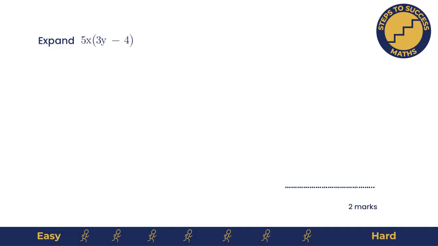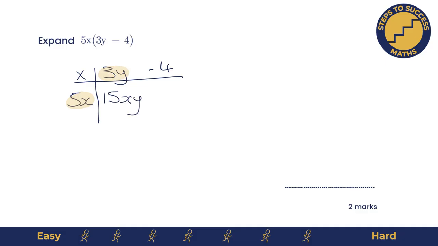Expand 5x(3y - 4). Draw your grid. 5x, 3y minus 4. 5 times 3 is 15. x times y is just xy. So you've got 15xy. 5x times negative 4. 5 times 4 is 20 and it's negative, and we've still got an x. 15xy, take away 20x.